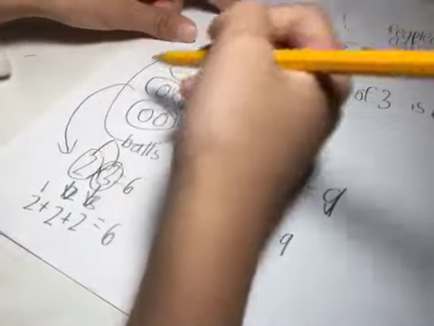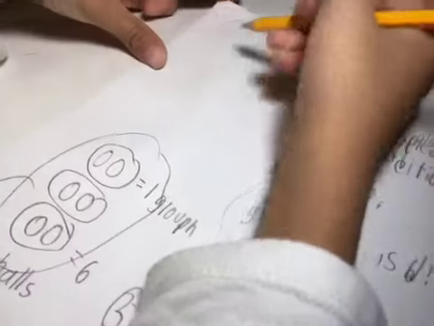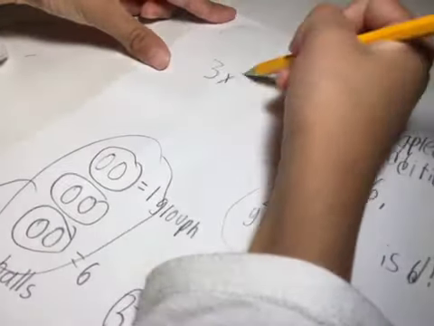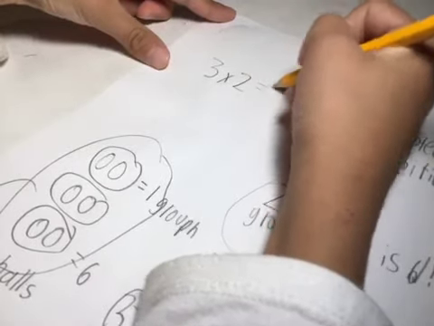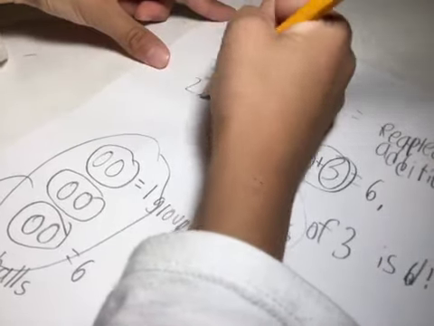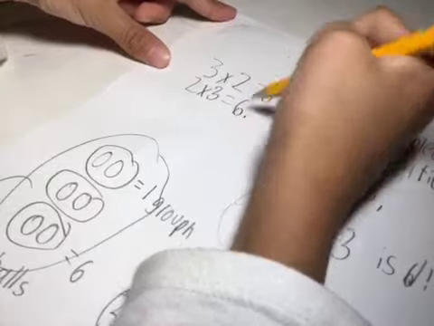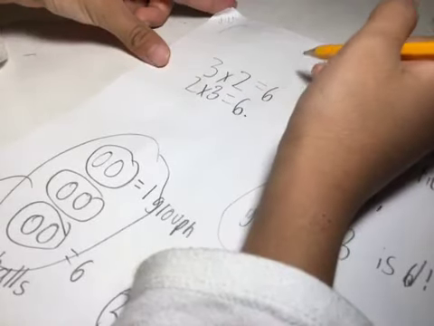Now, you can switch the factors. For example, I'm gonna use here 3 × 2 = 6, or you can do 2 × 3 = 6. It's just the same, right?